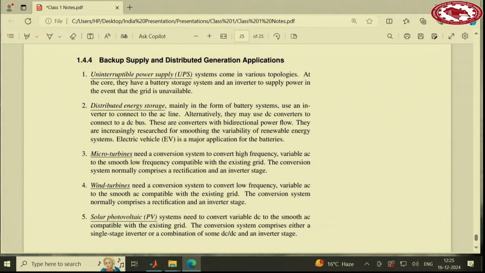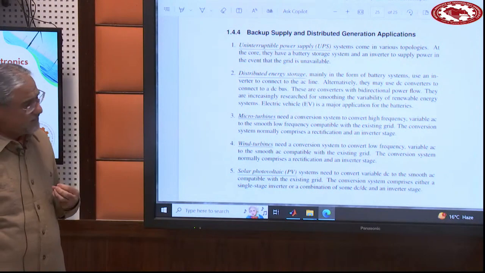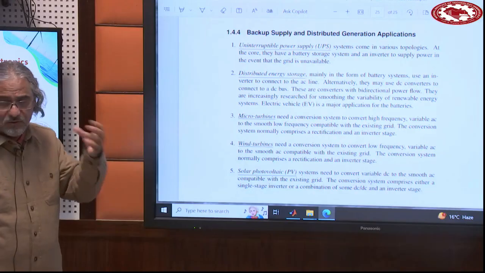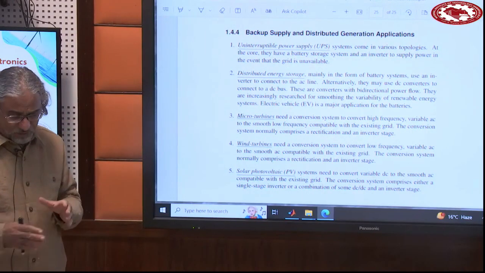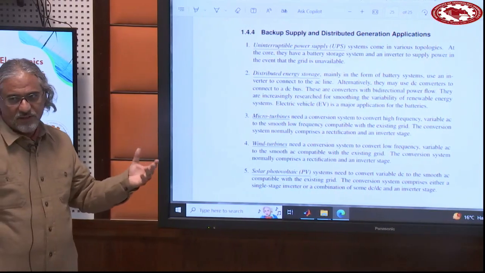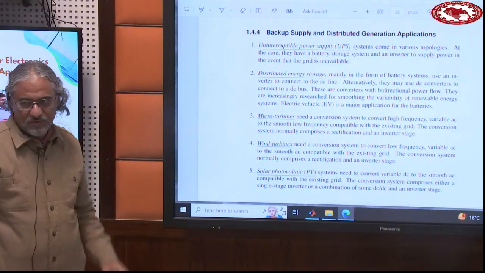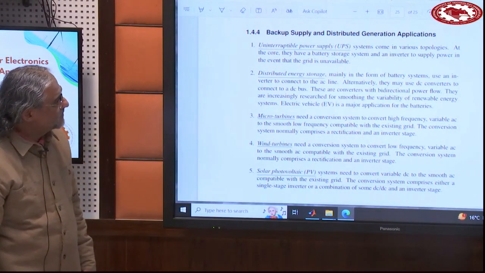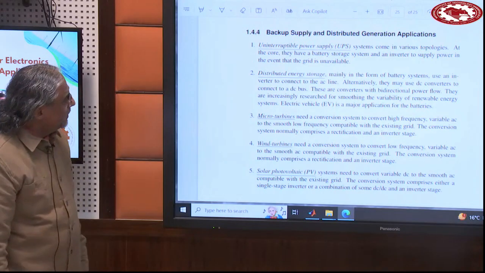Uninterruptible power supplies, UPS, these are devices that have a battery that stores energy, and they are located close to some sensitive loads that you don't want to lose power when the main utility lines are not available for some extended amount of time. DVR, we said, can only tolerate a short amount of time, but this is even for an extended amount of time.